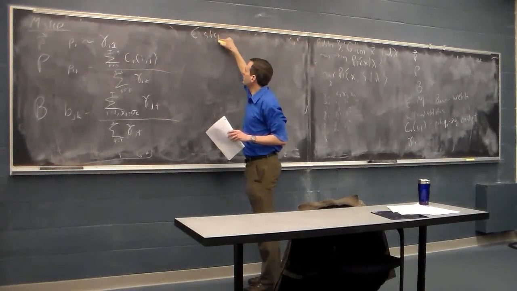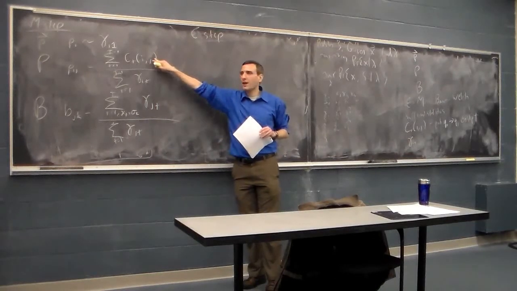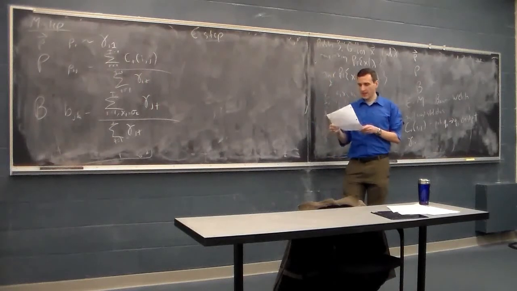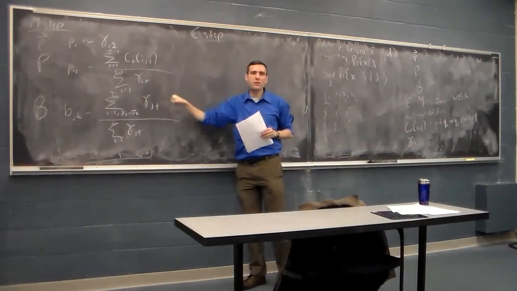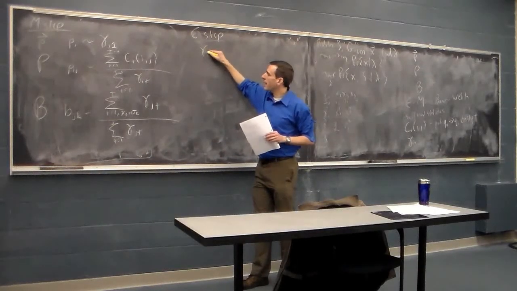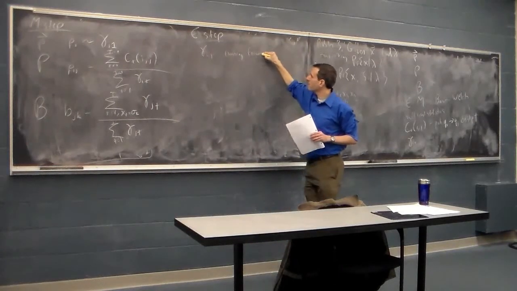And the E step is simply figuring out the sufficient statistics, of figuring out the C's and the gammas. We already know how to get the gammas, so the gammas are simply the outputs of the forward and backward algorithm. So basically, we get our gamma ij's by running forward-backward.